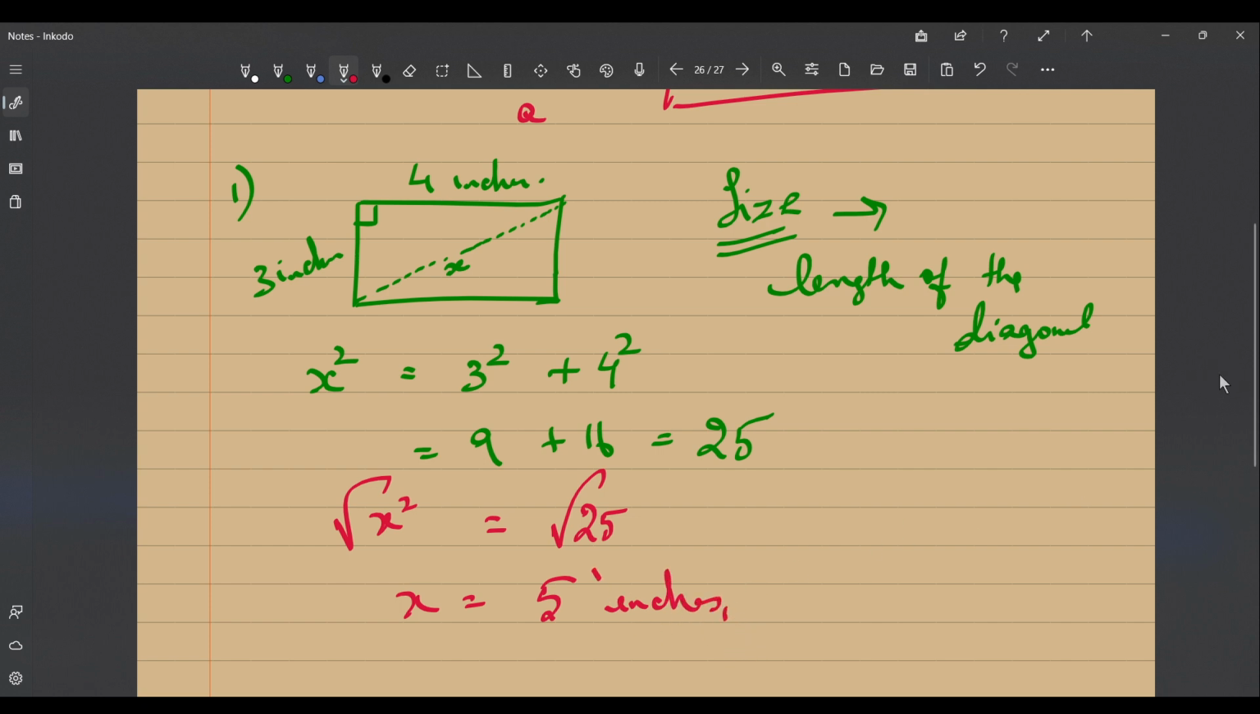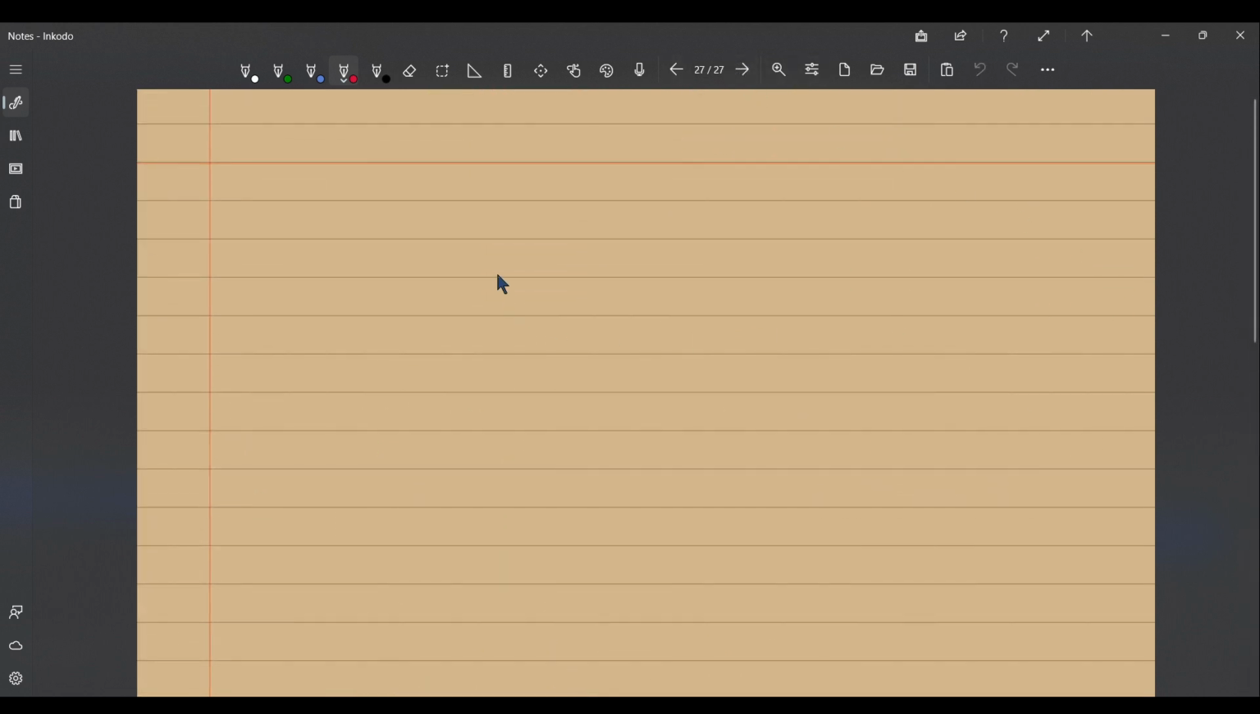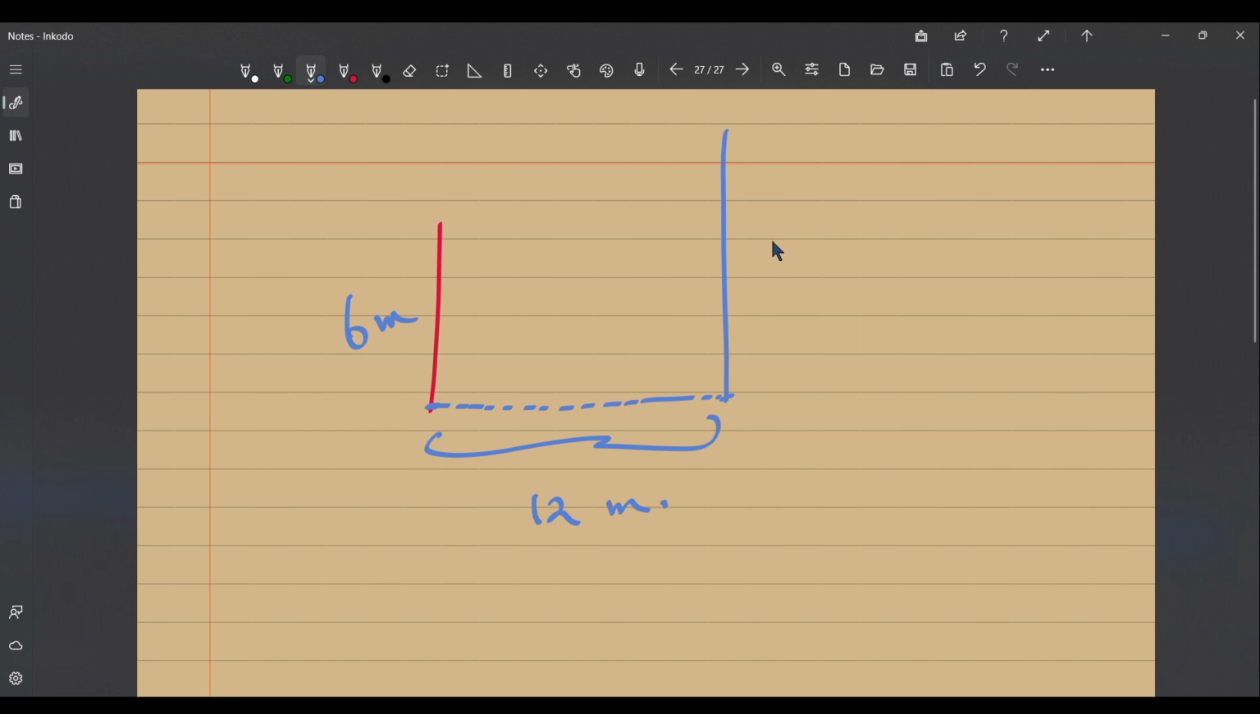Now let's do one more problem based on the Pythagoras theorem. Let me go to a fresh page. So there are two poles, one of 6 meter height and the other pole of 11 meters high. They are at a distance of 12 meters from one another. So this is the ground level, and this distance at the ground level is 12 meters. The height of the red pole is 6 meters and the height of the blue one is 11 meters.